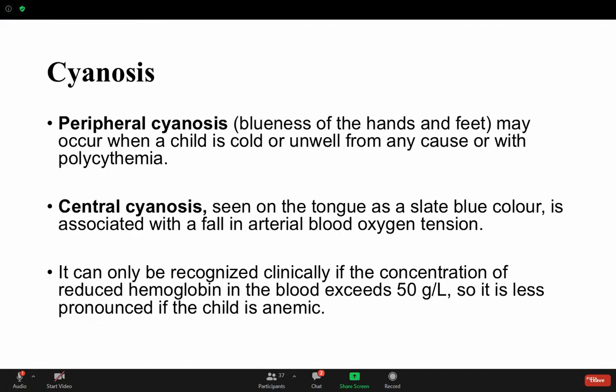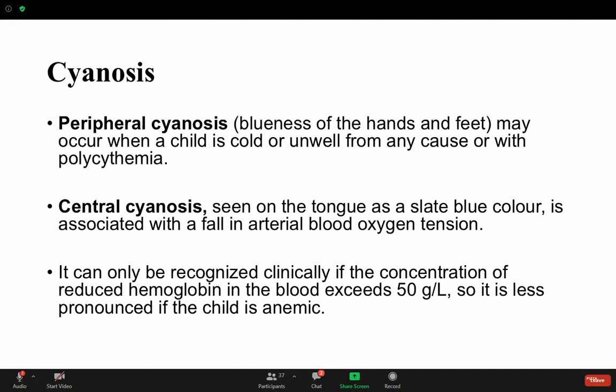Cyanosis is important, one of the presentations. Keep in mind there is central cyanosis and peripheral cyanosis. The peripheral cyanosis is the blueness of the hands and feet, which may occur when a child is cold or unwell from any cause, or even with polycythemia. If his hemoglobin level is high, his extremities become bluish. So peripheral cyanosis does not necessarily mean it is a heart problem. It could be from other reasons. As we said, child is cold or unwell, or even with polycythemia, okay?